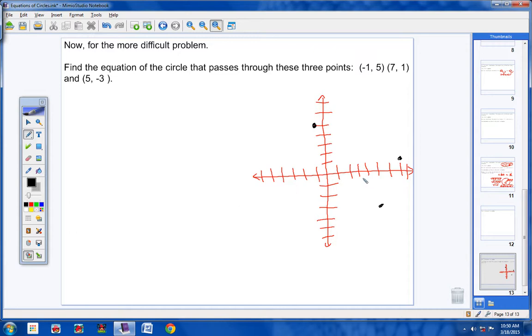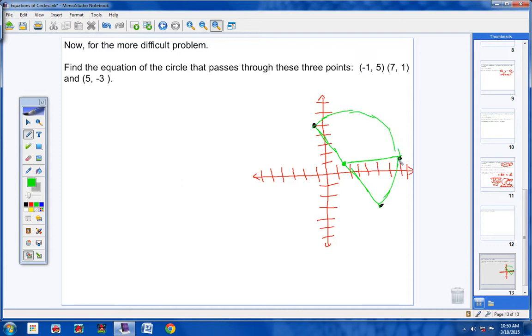Here's the key. The key is to find a point that is the same distance from all 3 points. Because if I can find a point right there, let's pretend, don't write that down, just listen. Let's pretend that's the circle. If I can find a point that is the same distance from all 3 of those points, then I've got my radius, and then I can sketch my circle.